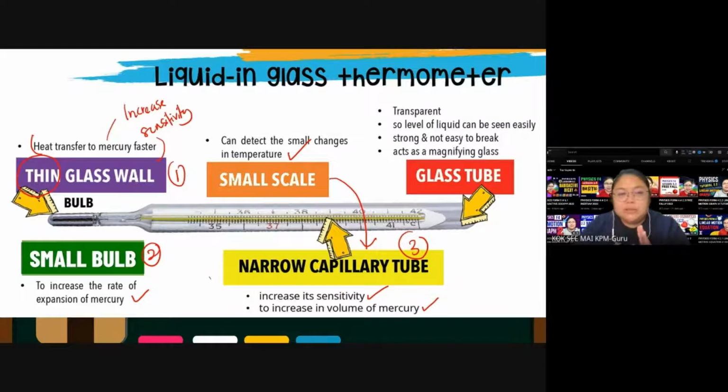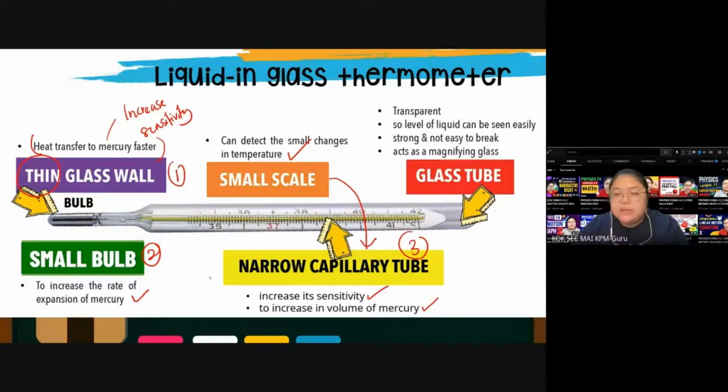Okay, when you just say thin wall bulb, you say increase sensitivity. Then narrow, you also increase sensitivity. Maybe you cannot get the full marks, so we do it using the same explanation. If you mention narrow, then you're using increased sensitivity. Another one just uses another word to explain. Okay, so from here, narrow capillary tube increases the sensitivity.